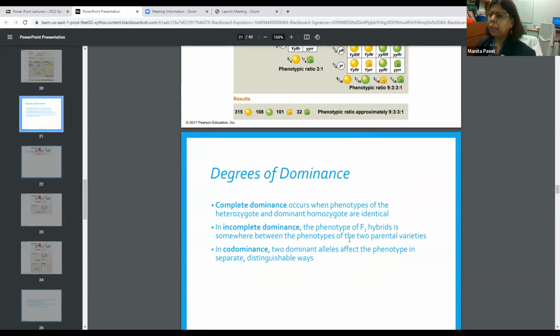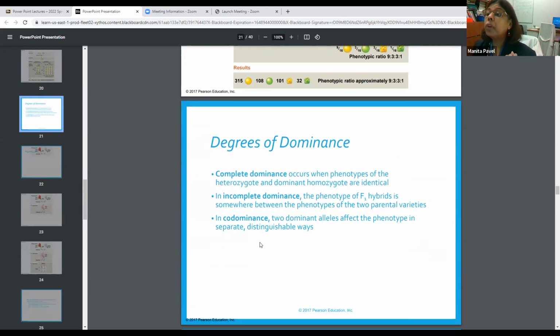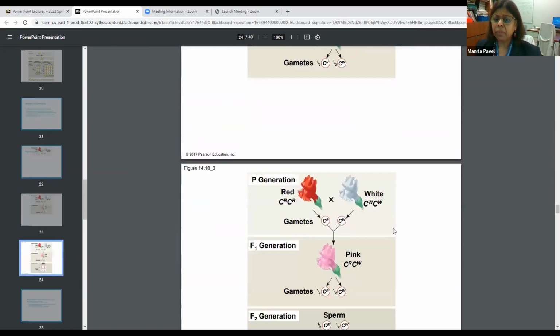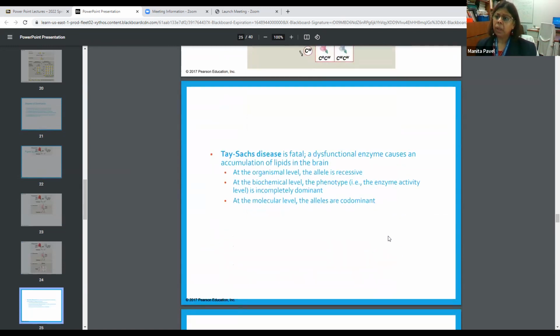Now he put forth another law called the law of codominance. What does the law of codominance state? That two dominant alleles are going to affect the phenotype, the outward appearance, in separate ways. So we're going to see classic examples of codominance.